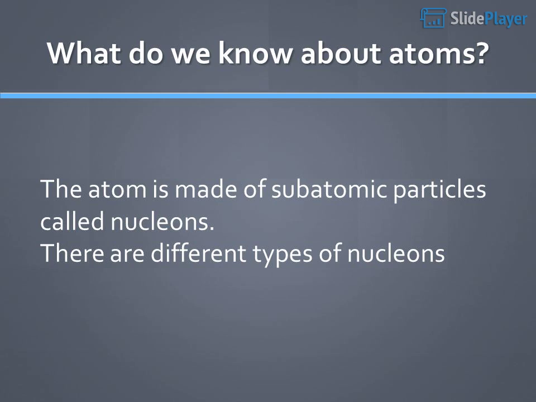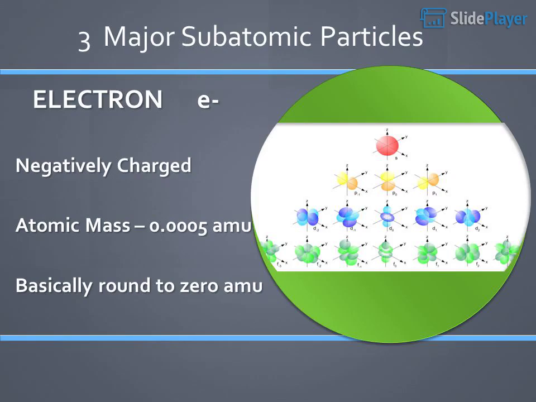The atom is made of subatomic particles called nucleons. There are different types of nucleons. Three major subatomic particles. Electron, e minus. Negatively charged. Atomic mass 0.0005 amu. Basically round to 0 amu.